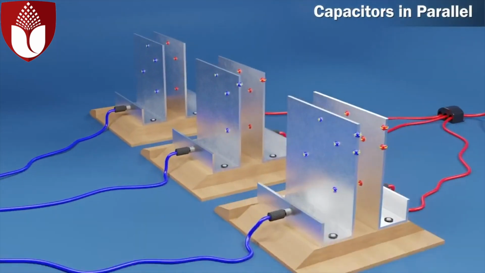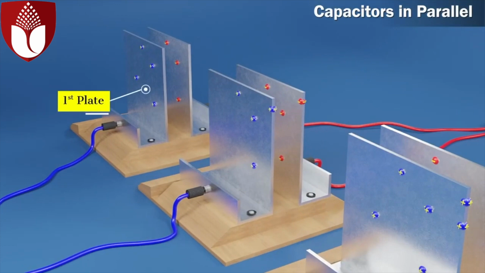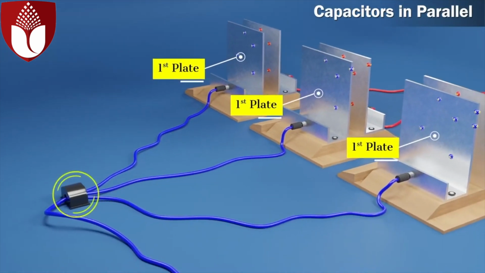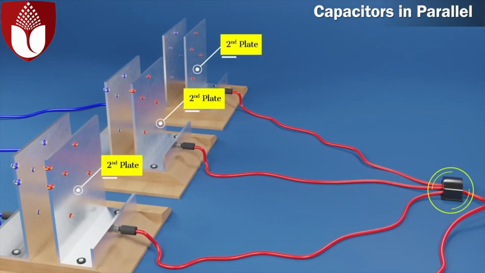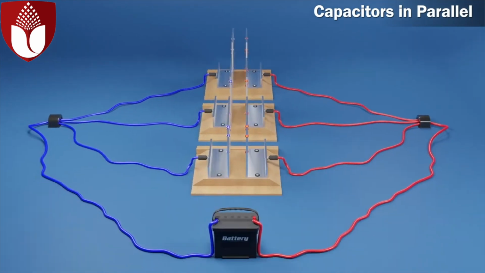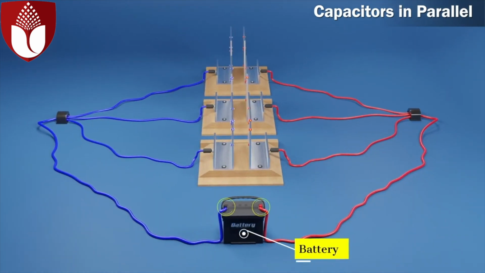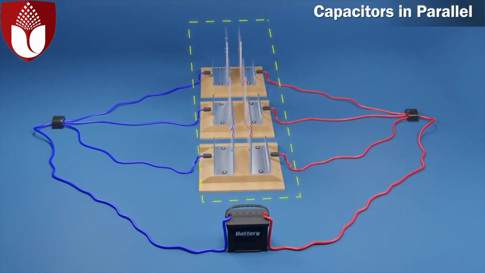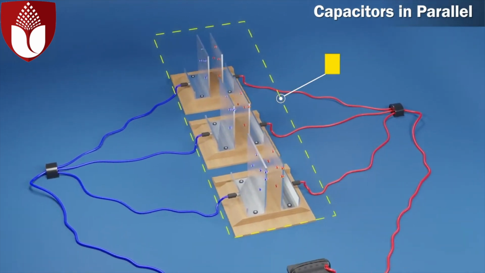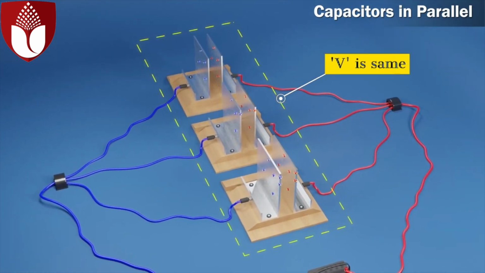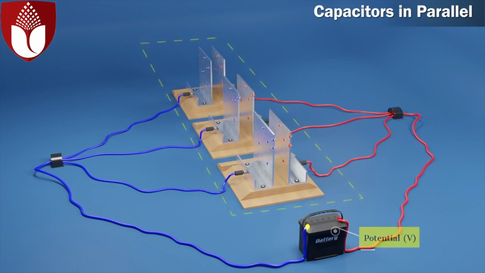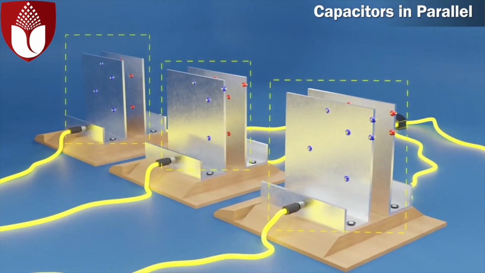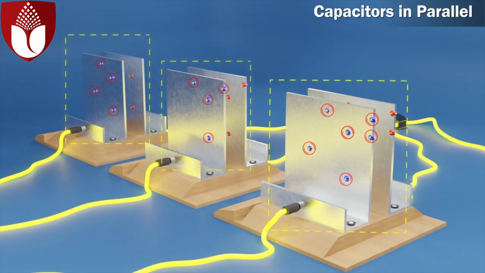Capacitors in parallel. In the parallel connection of capacitors, all the first plates are connected to one terminal, while all the second plates are connected to the other. These terminals are then connected to opposite poles of a battery. In this type of connection, the potential difference between the plates for each capacitor remains the same. This potential difference V is the same as the potential difference between the opposite poles of the battery. However, the magnitude of charge is different for each capacitor.